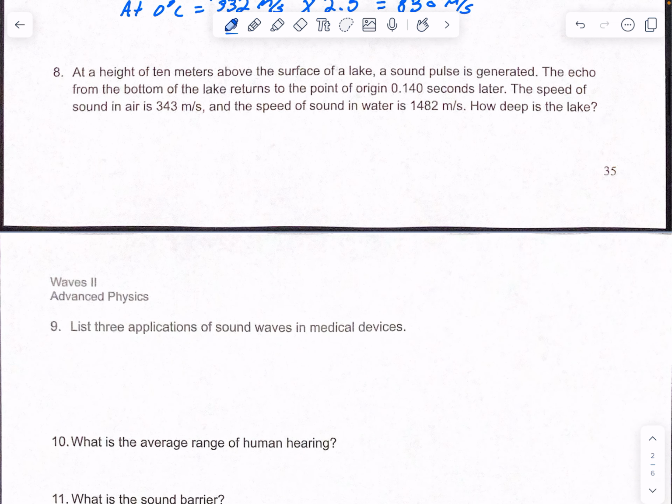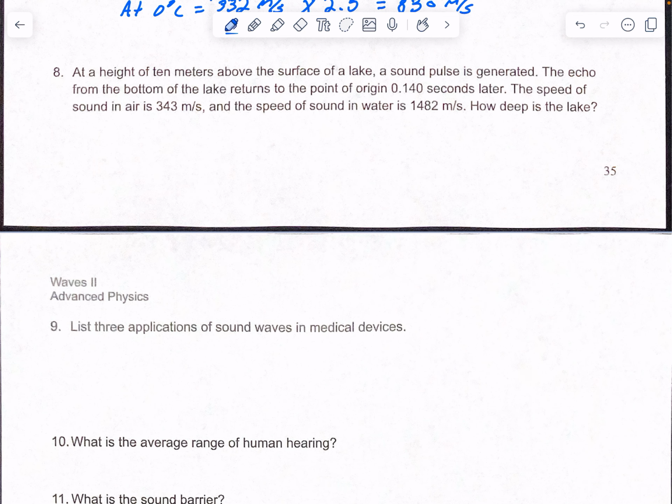Number 8, at a height of 10 meters above the surface of a lake, a sound pulse is generated. The echo from the bottom of the lake returns to the point of origin 0.14 seconds later. The speed of sound in air is 343 meters per second, and the speed of sound in water is 1,482 meters per second. How deep is the lake?